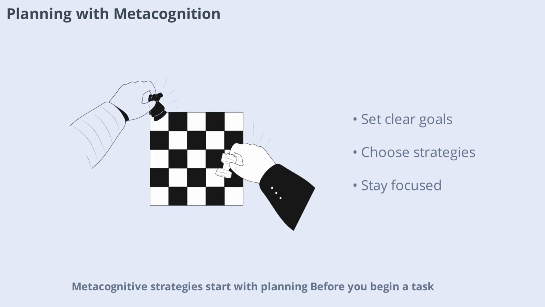Metacognitive strategies start with planning. Before you begin a task, take a moment to think about your goals and the best way to achieve them. Decide which cognitive strategies will be most effective. This proactive approach sets you up for success and helps you stay focused throughout the process.